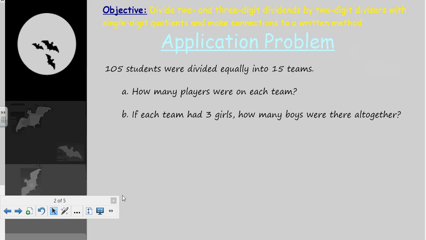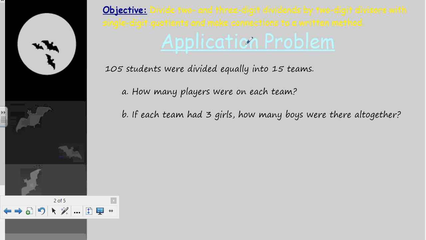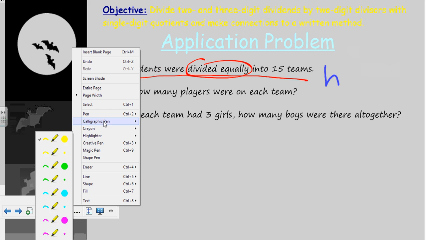Here we go. Let's move on to our application problem. Let's look at this. 105 students were divided equally into 15 teams. If that problem doesn't tell you exactly what we need to do, because it's right there. Okay, so that's kind of nice. And we're going to divide that dividend into 15 teams. So let's go ahead and do that.